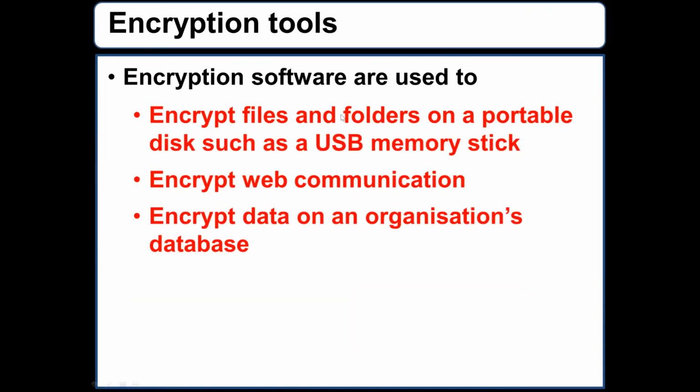Encryption software is also used to encrypt files and folders on portable devices such as a hard disk drive, portable hard disk drive, or USB memory stick. It can also be used to encrypt web communication. If I'm sending data across the internet, other people might intercept it, but they will not be able to read it. It can also be used to encrypt data on an organization's database.